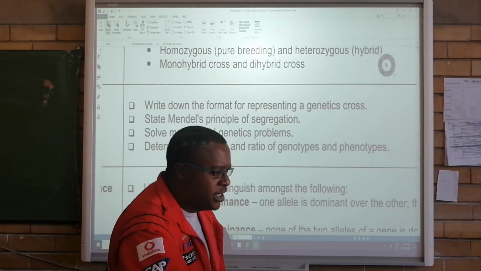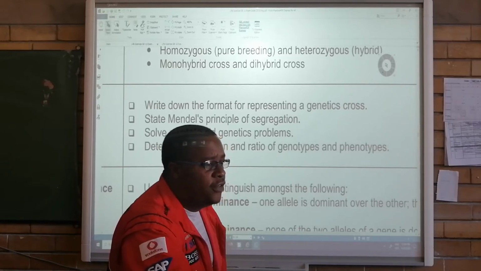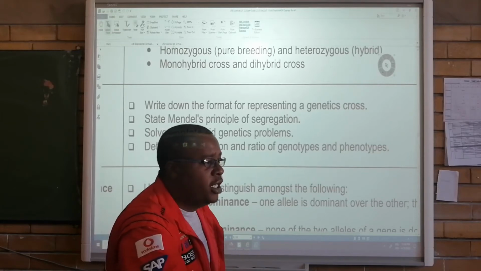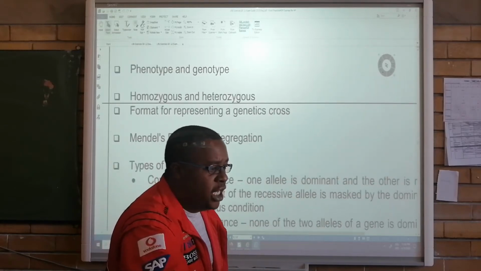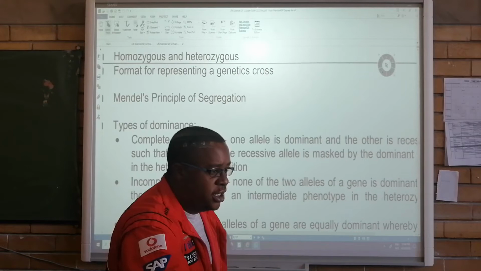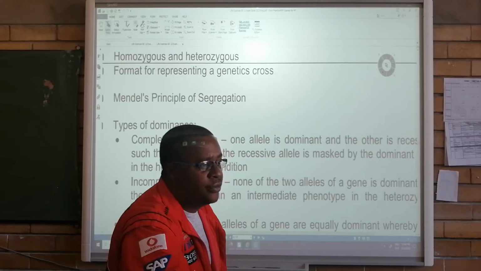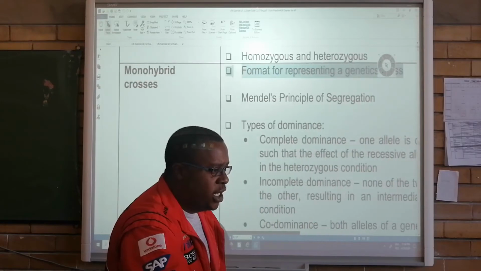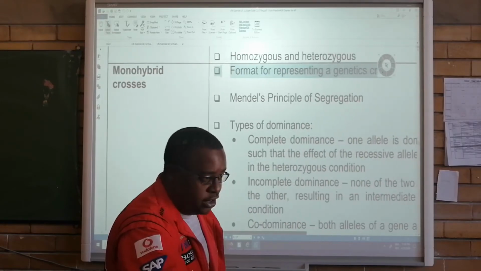So we shall state it, and then we shall look at the format for representing genetic crosses, solving monohybrid genetic problems. Why are we doing that? Because it's covered in the 2017 guidelines. So we'll look at this. Right, all this stuff falls under monohybrid crosses.